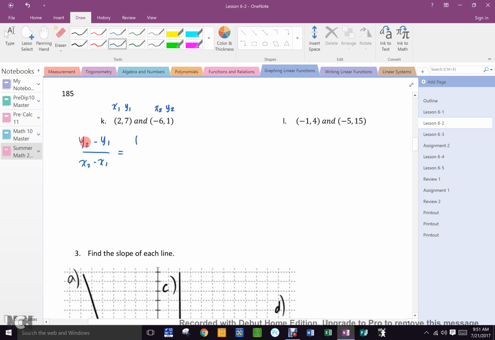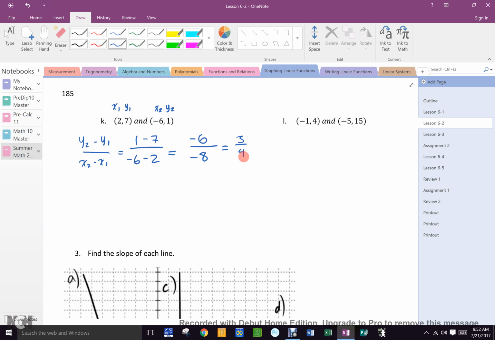7. So it's y2 minus y1. 1 minus 7 over negative 6 minus 2. What's 1 minus 7? Negative 6. What's negative 6 minus 2? Negative 8. Two negatives does what? Makes a positive. So what's my slope? 6 over 8, or better, 3 over 4. You're close, Amrit. You're on the right track. You're simplifying. That's what I'm going for.